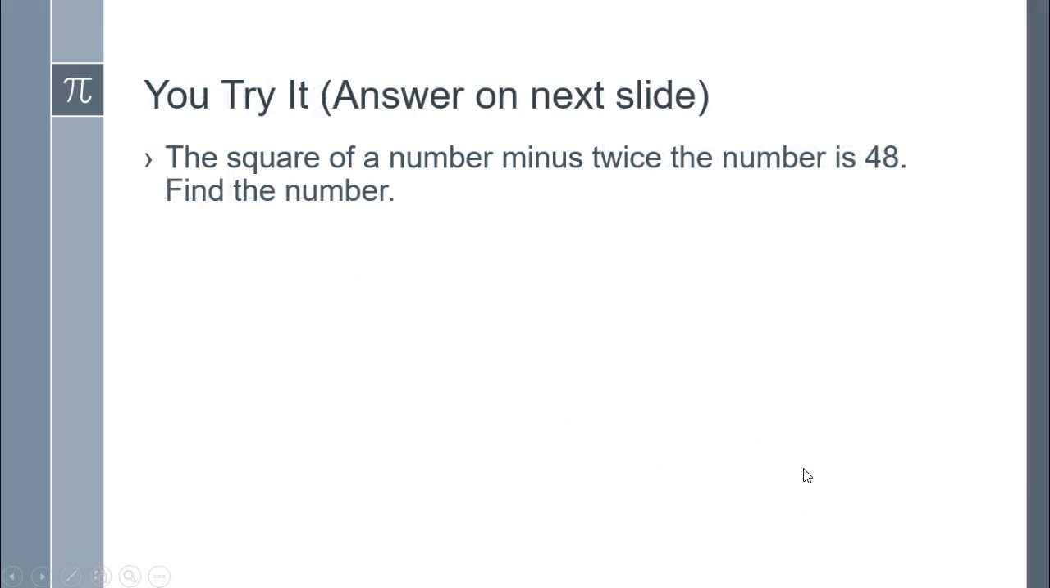So here's one for you to try. It's very similar. It uses similar words. You have to remember that twice means you multiply by 2. Take a look at this, stop the video on this slide, try to solve it, and then come back.